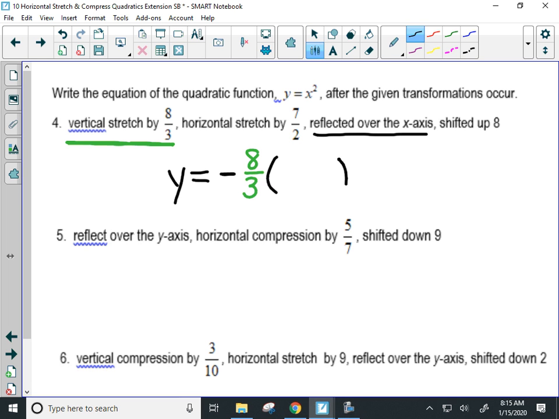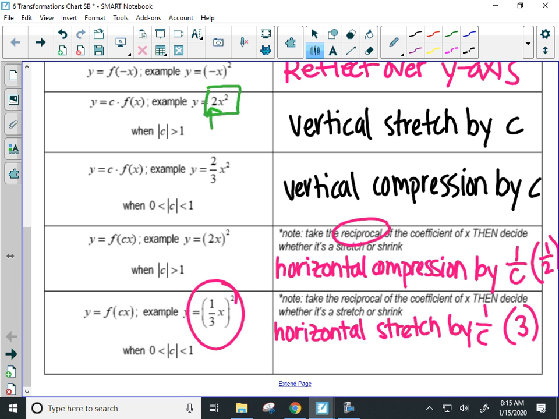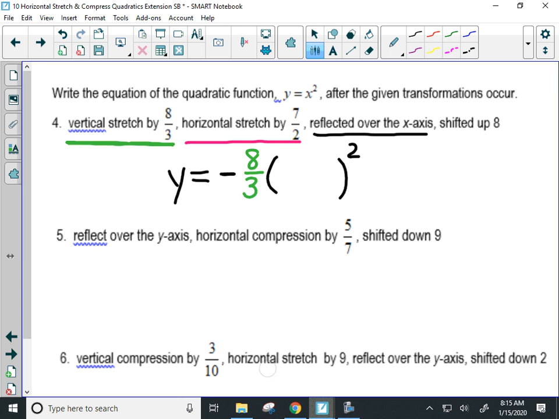So next I'm going to put my parentheses, squared. So I look inside. Things that happen inside are reflecting over the y, horizontal stretch, compression, and left and right. I do have a horizontal stretch. When I horizontally stretch, I take the reciprocal of the number that I'm stretching by and put it in the parentheses. So I'm stretching by 7/2. I want to take the reciprocal of that and put it in front of the x. Lastly, I have an up 8, which goes outside on the end with a plus. Okay, so you have to know the order that these come in the equation and how to write them.